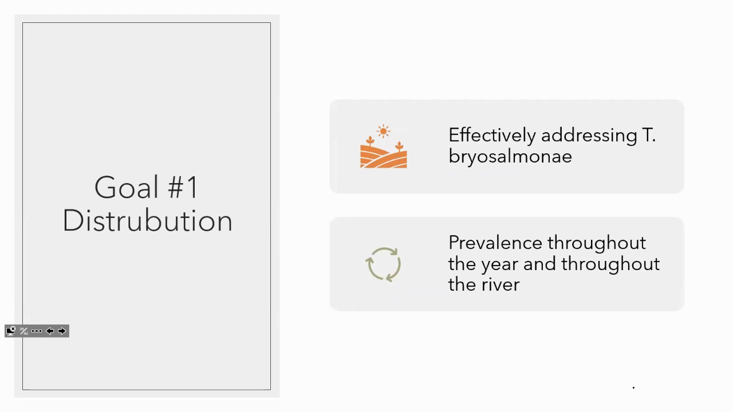First of all, we need to understand the distribution of the parasite within the Big Hole River. This is a necessity for effectively addressing T. bryo, and we also need to really understand its prevalence throughout the year and throughout the spatial distribution in the river. If you're going to address something, you need to know where it is first.